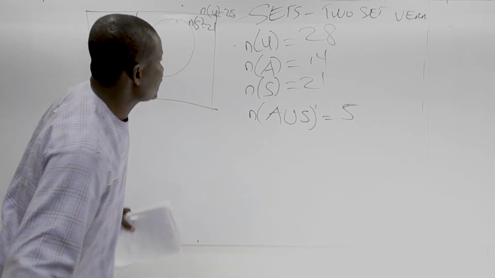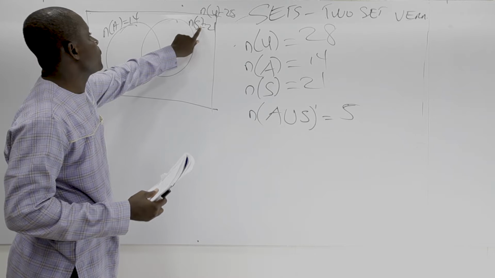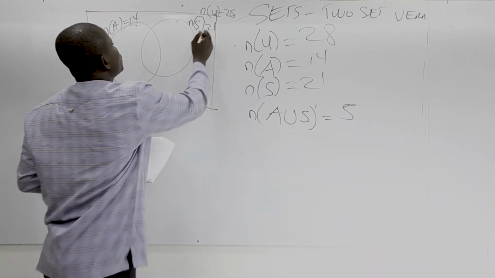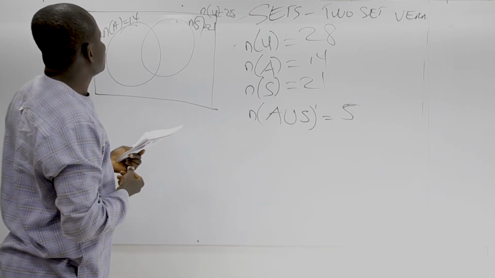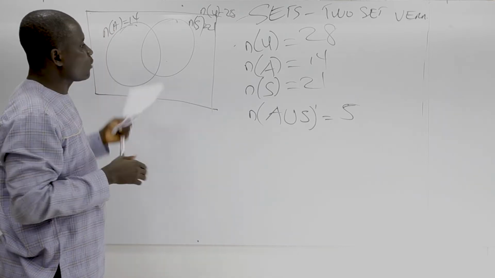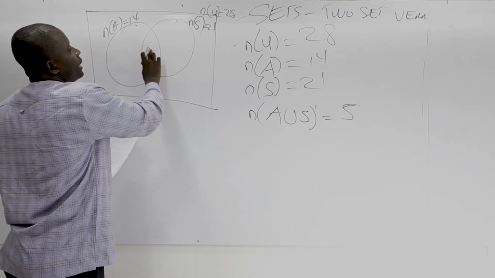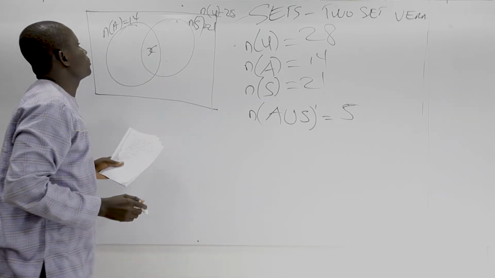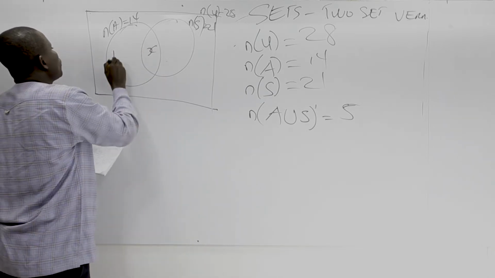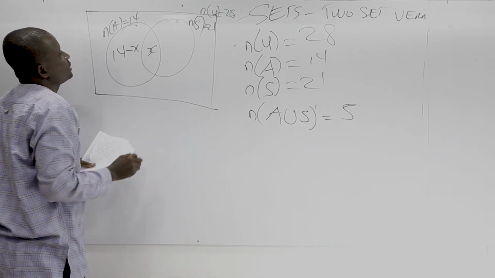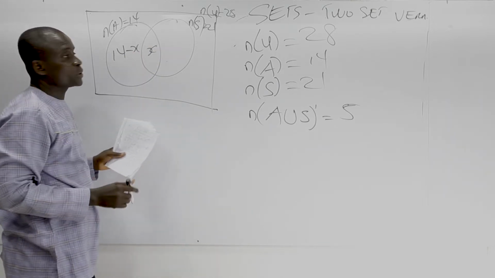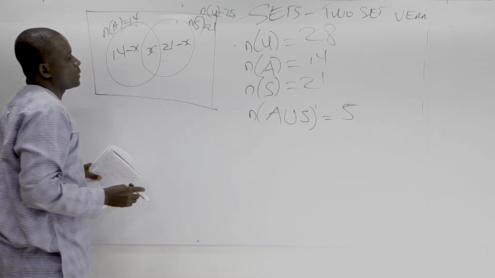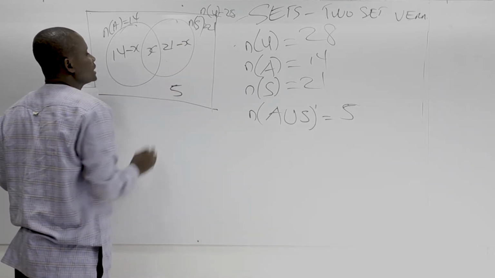Have you noticed how I'm representing the various elements at the various positions? So here it is 21. So here, how many people offer none of the subjects? Here we represent by X. Okay. Then here is going to be 14 minus X. Okay, because the whole of this circle is 14. Then here is 21 minus X. Then the people who offered none of the subjects is 5.